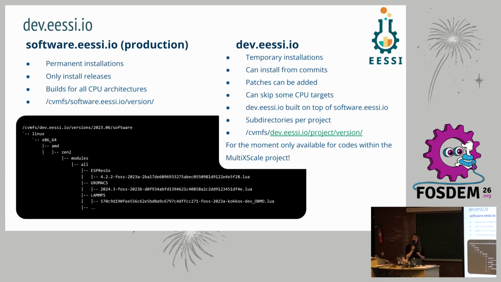You can also skip CPU targets if you're not really interested in testing there, and it has a different folder structure, so you can put many versions. It's really nice because if you want to test your software, you just push it into EESSI, and in some minutes, hours, whatever, you will have it available on a wide range of machines to test it. For the moment, it's only available for the codes we have within the MultiXscale project, which is the one that gives money to us to develop all of this. But maybe in the future, we will accept more.